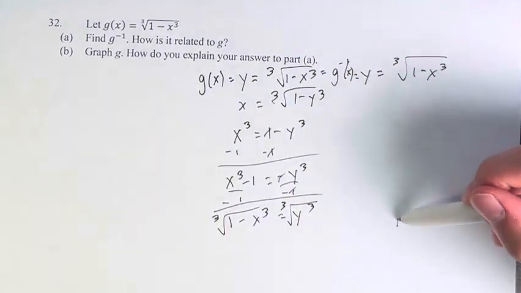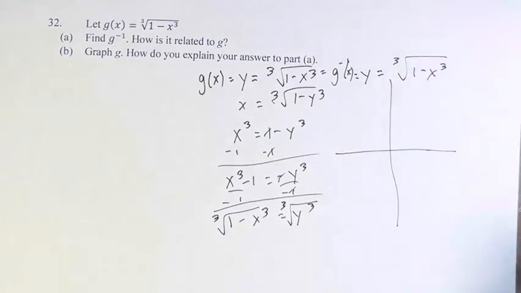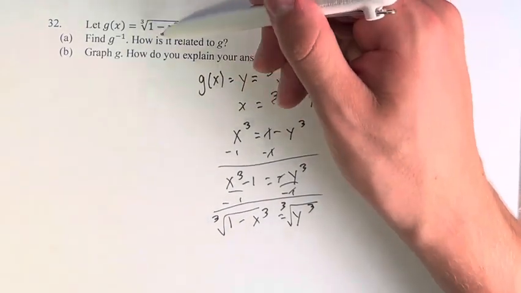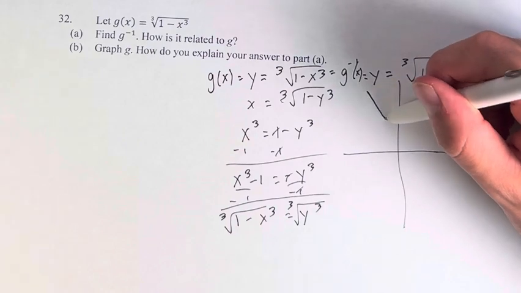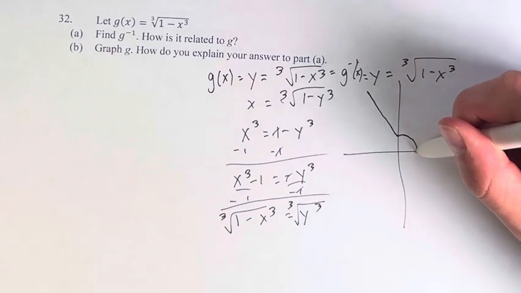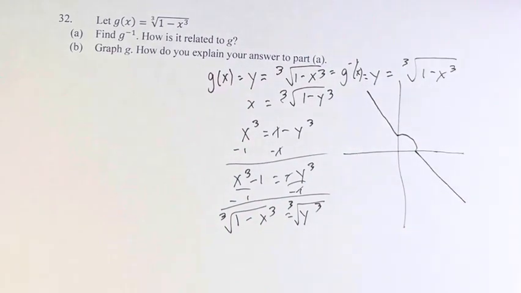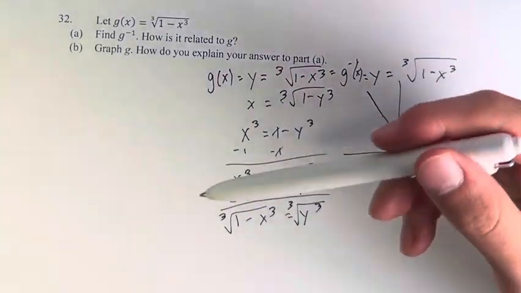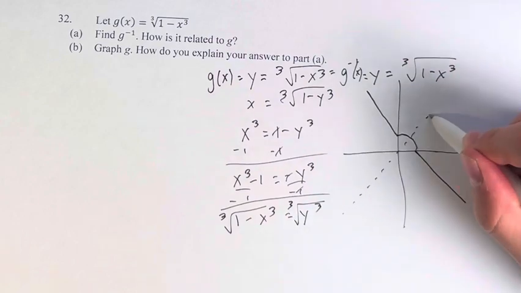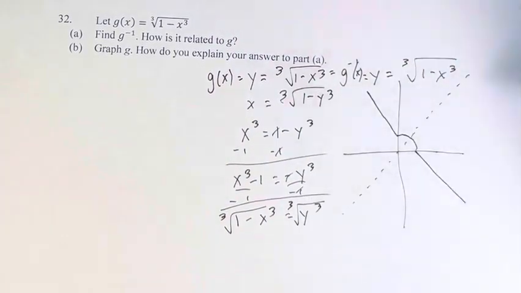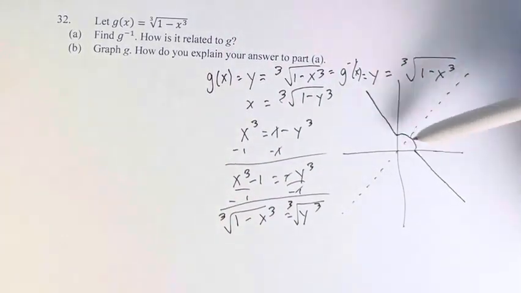And we're asked to graph g, and this might not be a graph that you're familiar with doing straight up, but it looks a little something like this. And the importance of graphing it is to see when we reflect it over the line y equals x, we'll get the graph itself because it's symmetric on both sides of the graph.